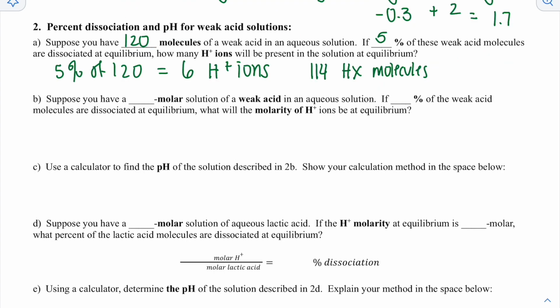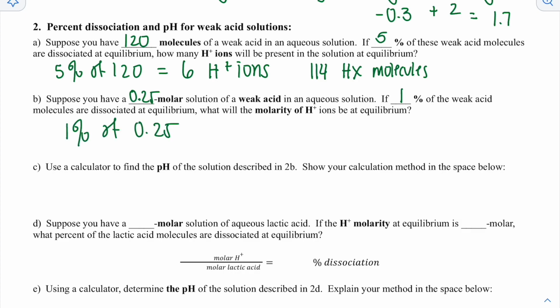So now we're going to look at this question, but in terms of molarity, because that is how you will see acids. You will not see them as molecules because remember, 1 mole has 6.022 times 10 to the 23 molecules in it. So you'll never be able to get down to an amount where you only have 120. So let's look at a molarity. Suppose you have 0.25 molar solution of a weak acid in an aqueous solution. If 1% of the weak acid molecules are dissociated at equilibrium, what will the molarity of the H plus ions be at equilibrium? In order to do this, we'll need to take 1% of 0.25.